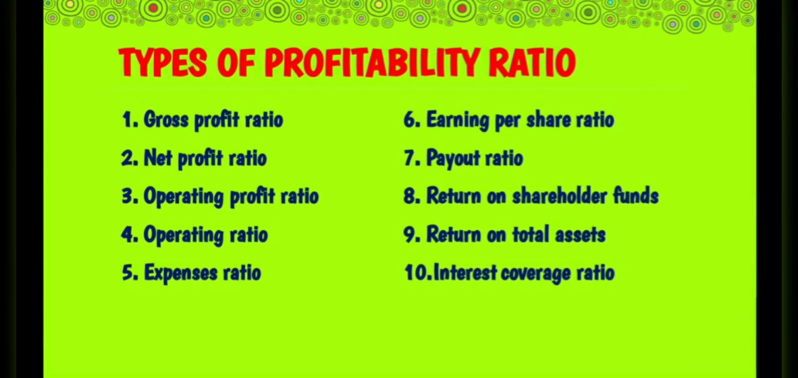Then we have to see what are the types of profitability ratios. Number 1, gross profit ratio. Number 2, net profit ratio. Number 3, operating profit ratio. Number 4, operating ratio. Number 5, expenses ratio. Number 6, earnings per share ratio. Number 7, payout ratio. Number 8, return on shareholder funds. Number 9, return on total assets. Number 10, interest coverage ratio. These are the types of profitability ratio.